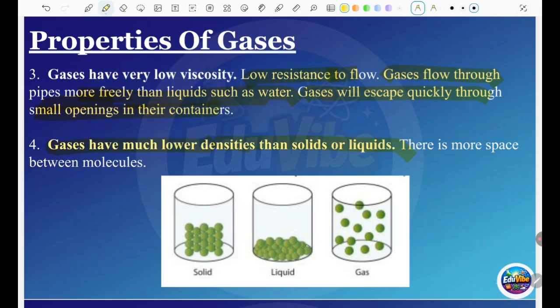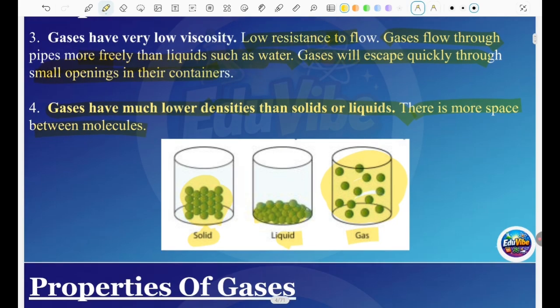Gases have very low densities compared to solids and liquids. They don't have very much density. You can see in solid, liquid, and gas, gases are not compressed; they have more space between the molecules. Liquids have very minimal space and are tightly bound. Solids are rigid and very tightly packed. Liquids are not as tightly packed, but they are free to move. So that means gases have lower densities.